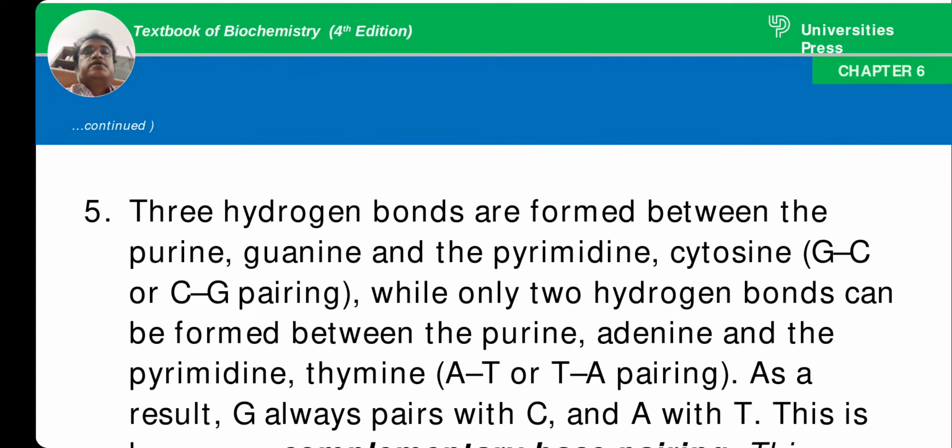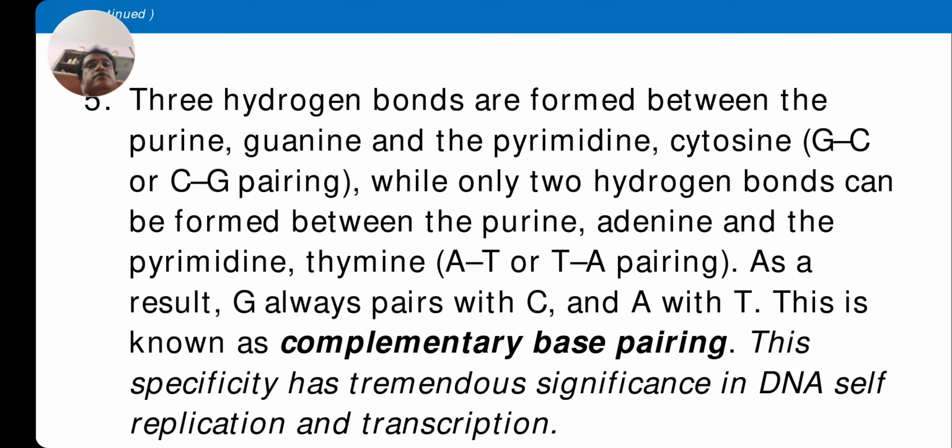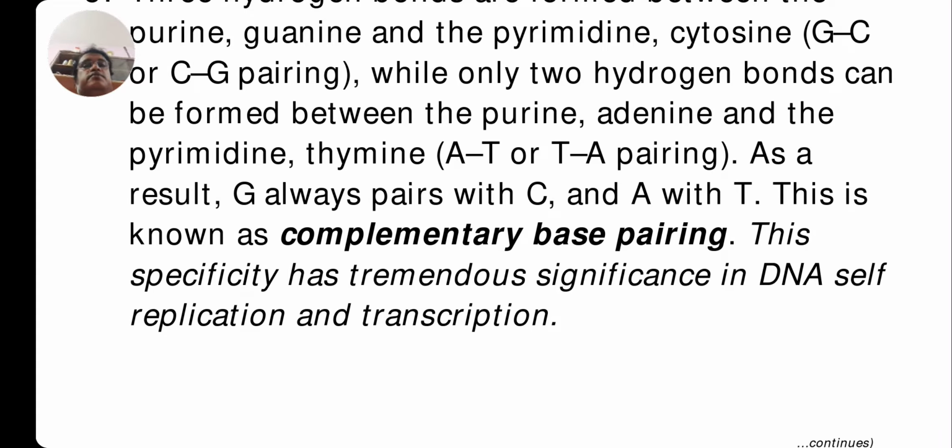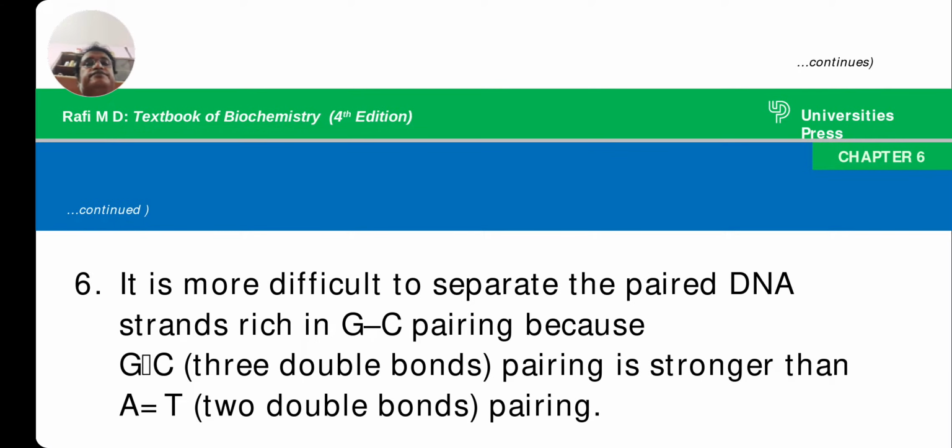Three hydrogen bonds are formed between the purine guanine and the pyrimidine cytosine, while only two hydrogen bonds form between the purine adenine and the pyrimidine thymine. As a result, guanine always pairs with cytosine and adenine with thymine. This is called complementary base pairing. This specificity has tremendous significance in DNA self-replication and transcription. It is more difficult to separate paired DNA strands rich in guanine-cytosine pairing, because three hydrogen bonds are stronger than two.